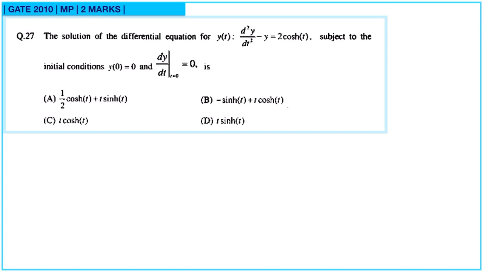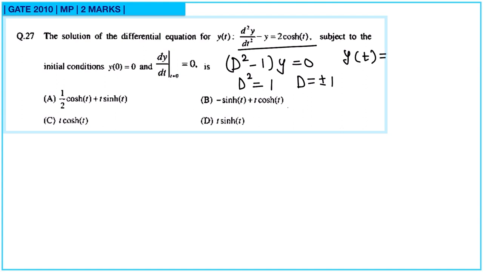Next question. The solution of the differential equation for y of t, d2y by dt square minus y is equal to 2 cos h t, subject to the initial conditions y of 0 is 0, dy by dt at t is equal to 0 is 0. So for this, we can write d square minus 1 into y. Its auxiliary equation is this, equal to 0. That means d square is equal to 1, so d is equal to plus minus 1. So the function y of t will be c1 e raised to t plus c2 e raised to minus t.